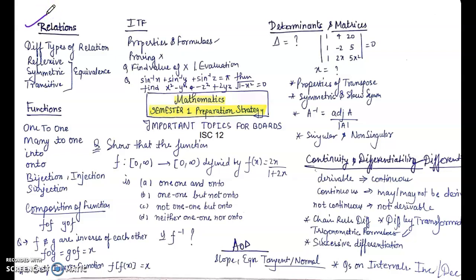Now we'll start with the first chapter, that is relations. For this chapter, you have to study different types of relation, namely reflexive, symmetric, and transitive. And when these three are combined, it is an equivalence relation. They may give you a relation, and the options will be: it is reflexive but not symmetric and transitive; it is symmetric but not reflexive and transitive. So these questions might be framed in your exam.